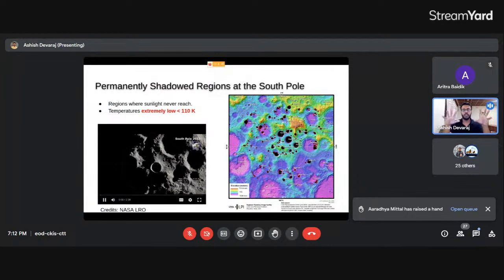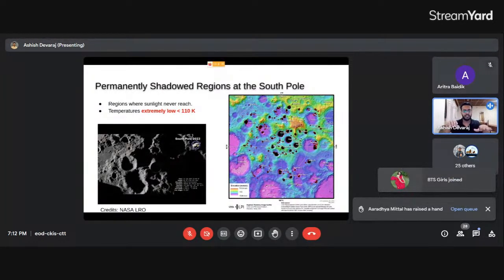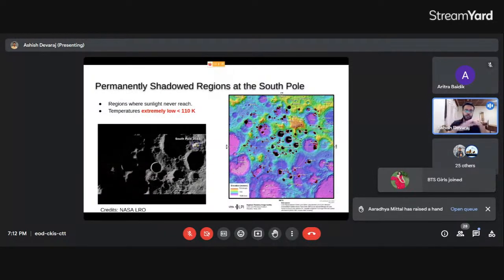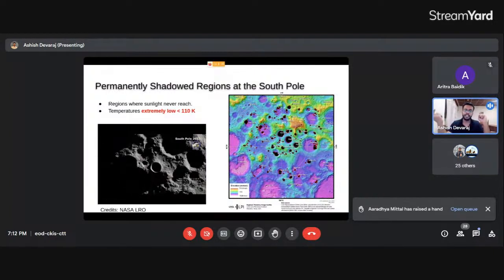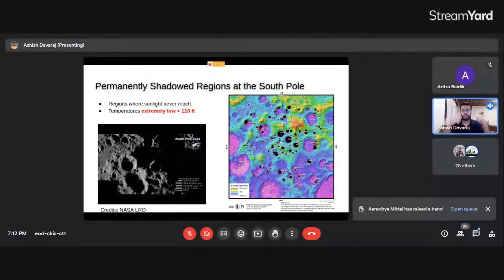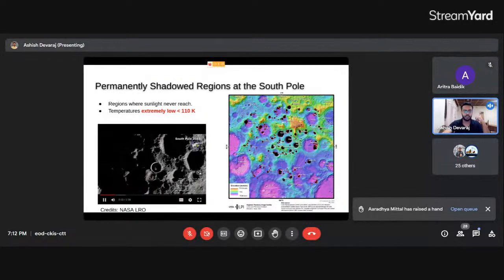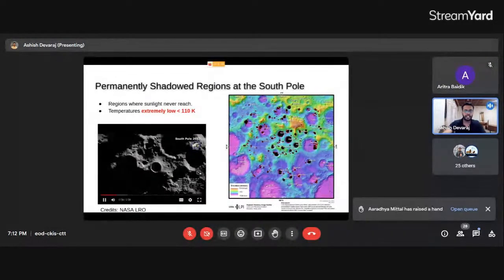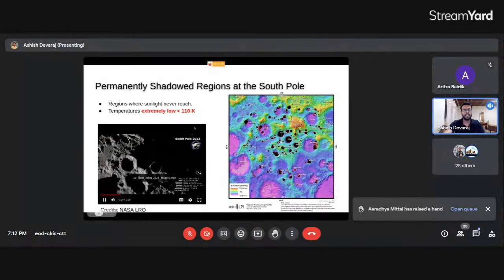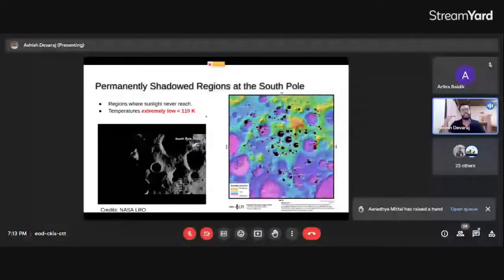That is where the south pole becomes very interesting. If you look at the left side of the slide, you see an animation. That is the illumination of the sun throughout an entire lunar month, which is around 29 days. You can see that some of the craters, if you can see my pointer, do not receive light at all. Those are called permanently shadowed regions. Those are the cold traps which I mentioned earlier.